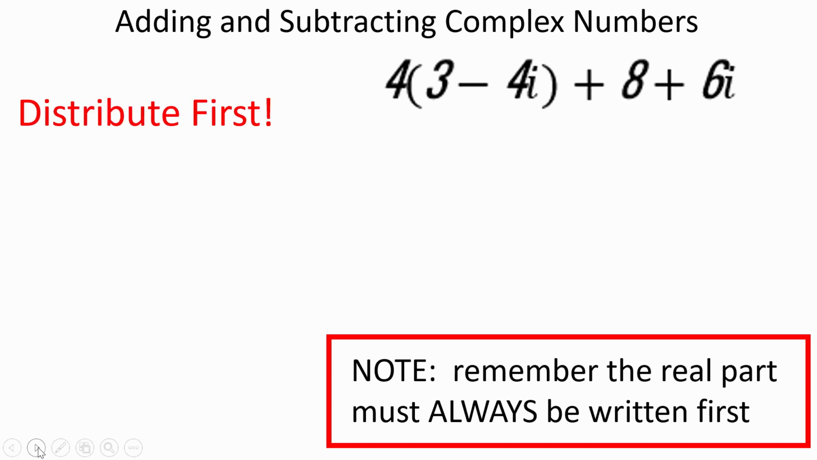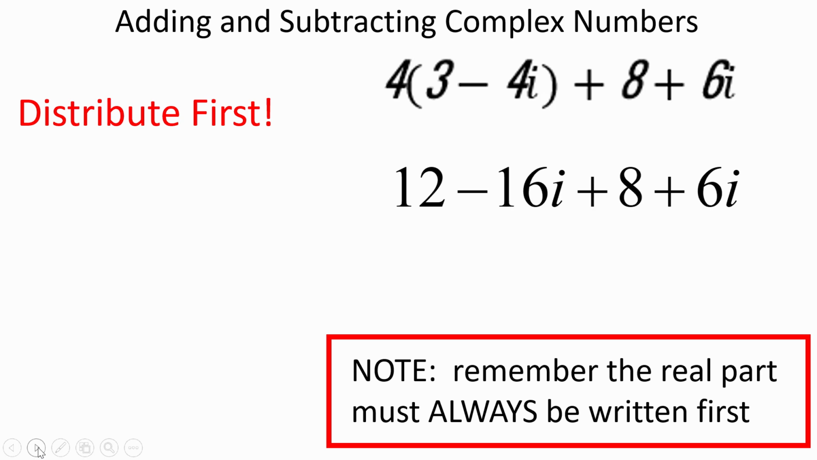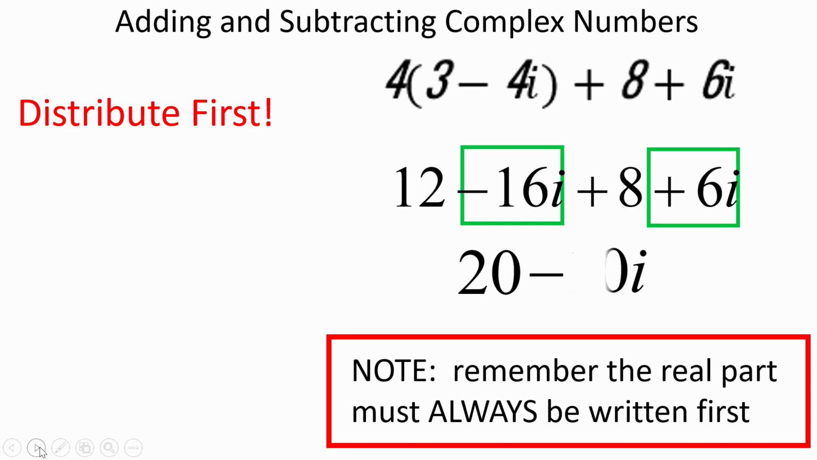All right. Once again, on this one, you want to distribute first. So 4 times 3 is 12. 4 times negative 4i is negative 16i. Now that I've distributed, I can combine my like terms. 12 plus 8 will give me 20. Negative 16i plus 6i will give me a negative 10i. And I'm in the real plus imaginary part, so I'm all done.